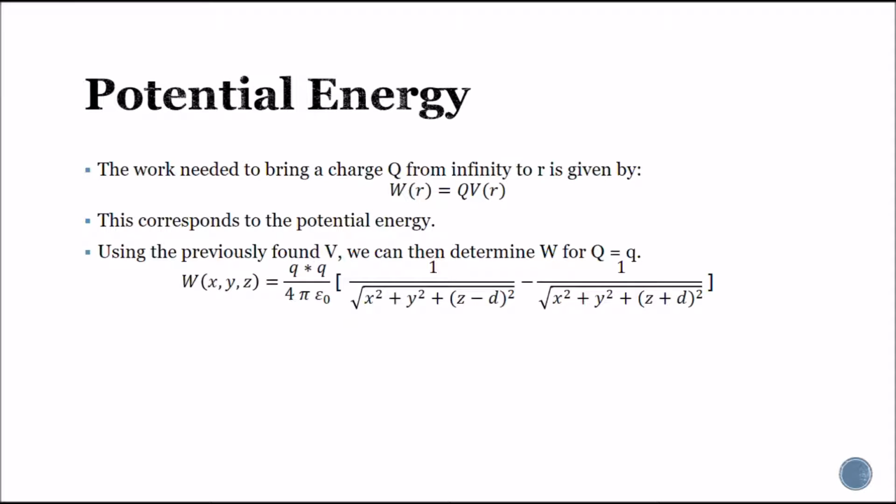Now looking at the potential energy, we can see that the work needed to bring a charge big Q from infinity to the point R is given by W of R equal to Q V of R. And this corresponds to the potential energy of our particle when we take big Q to be equal to our point charge. Using the previously found potential, we can then determine W for this case, and we see W is now a function of x, y, and z, and it is given by this expression.